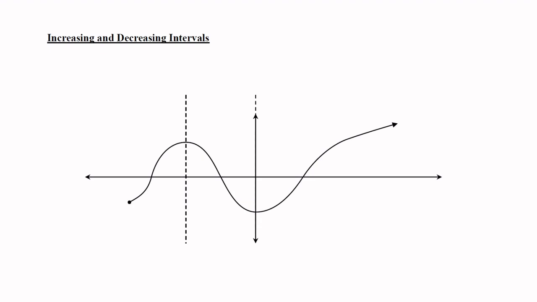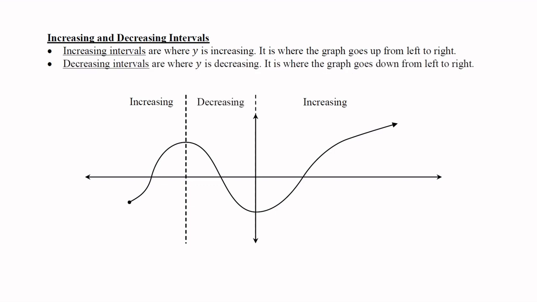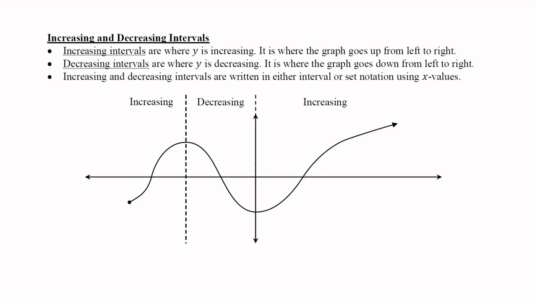Now let's talk about increasing and decreasing intervals. Increasing intervals are where y is increasing. It is where the graph goes up from left to right. So on this graph we have 2 increasing intervals where the graph from left to right is going up. Decreasing intervals are where y is decreasing. It is where the graph goes down from left to right. So we have 1 decreasing interval between our 2 increasing intervals. Increasing and decreasing intervals are written in either interval or set notation using x values.